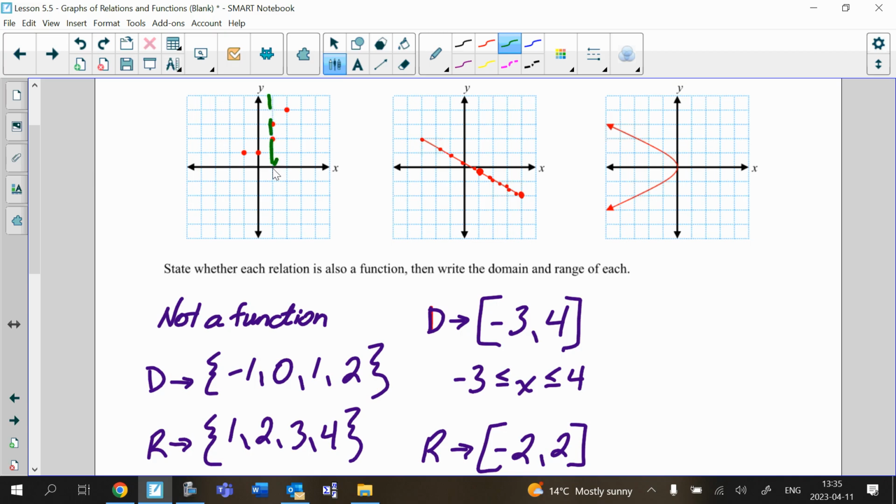In my brain, if there was a vertical line, it was a function. That's why I got it wrong last time. But I just got the B. There you go. Okay.